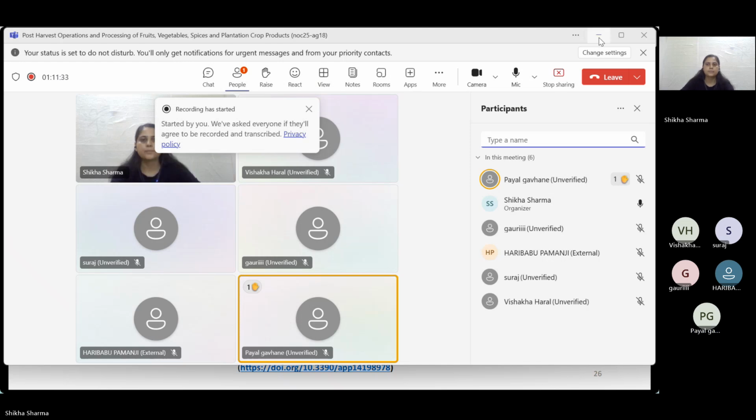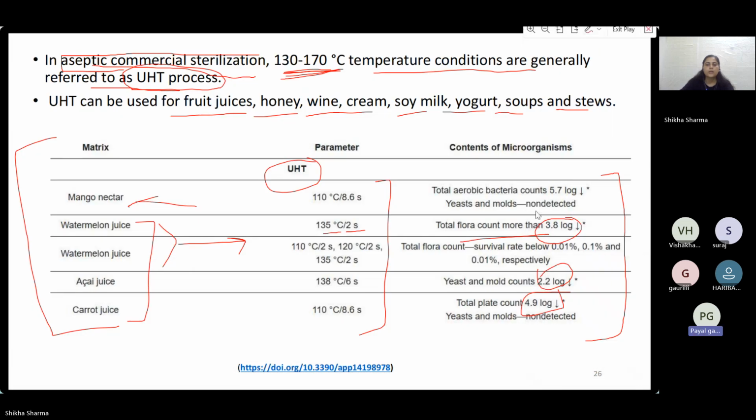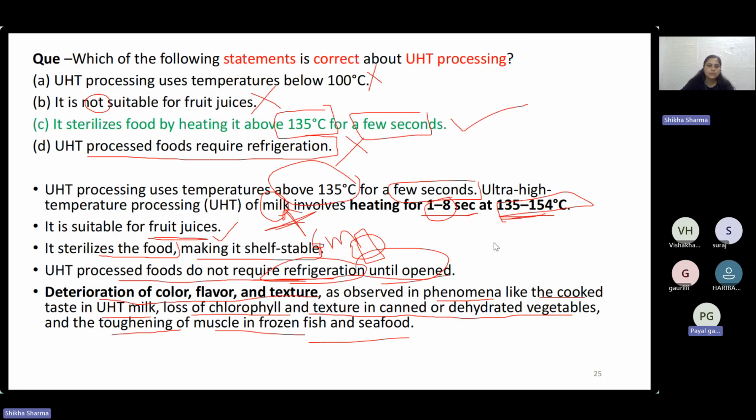Ma'am, is the nutrient value also going down in this process? Yes. And the taste and nutrient value. Yes, so what happens? We discussed that certain compounds, like the flavoring compounds, are very heat sensitive. So the compounds which are heat sensitive have some kind of loss.